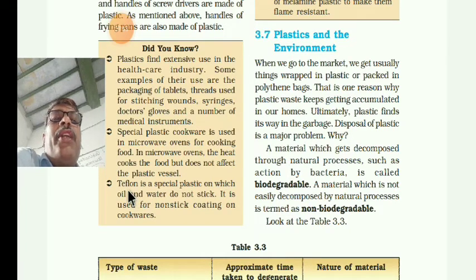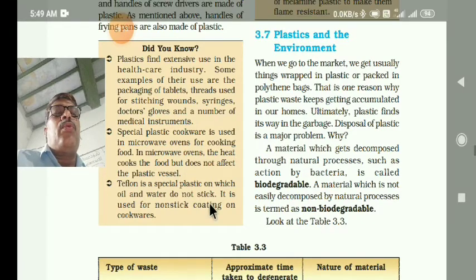Now you see Teflon. It's a special plastic on which oil and water do not stick. So oil and water will not stick to it, and it is used for non-stick coating on cookware. You know that bikes and cars, all these are also coated with Teflon, so it gives protection to the vehicles. Okay, so these are the uses of plastics.